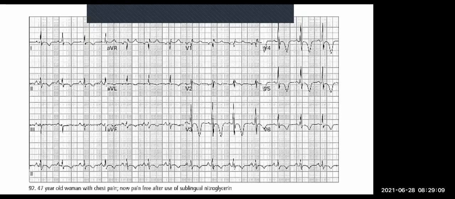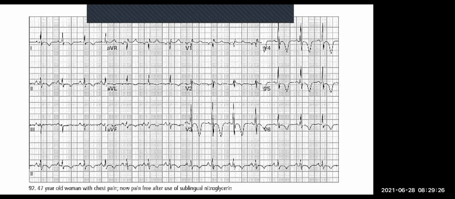Then we look at the PR interval. So it should be between 2 to 4. All right. So our PR interval, let's take it from here. We've got 1, 2, 2.5. So it's about normal. All right, just within normal.